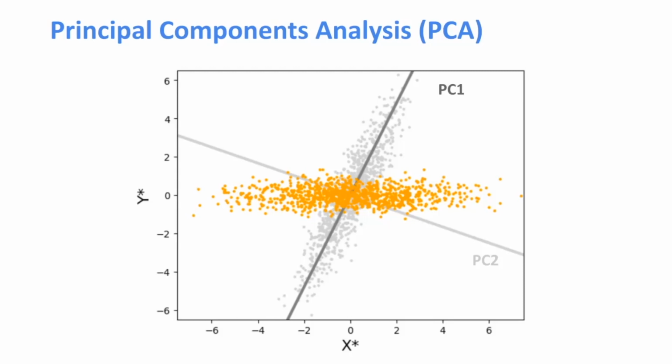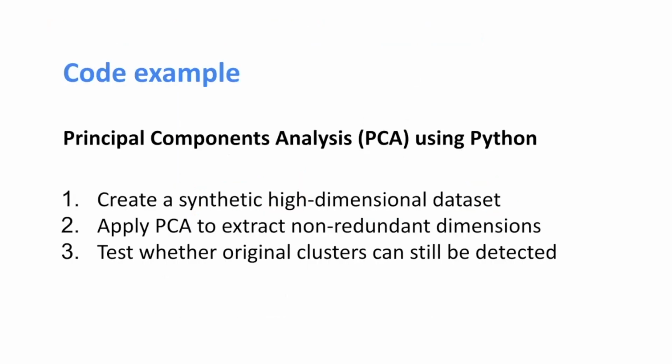Okay, so now I show you how principal components analysis works in Python. And for that, we first have to have some kind of data set. So we create a synthetic data set that is high dimensional.